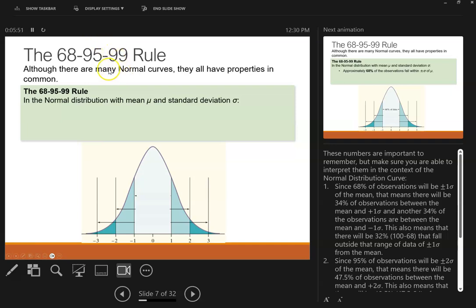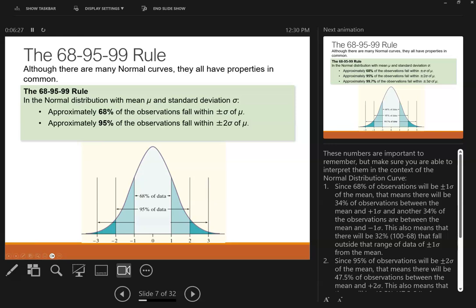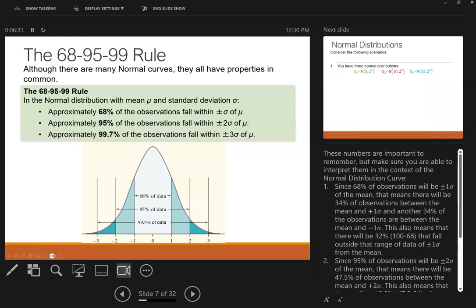Here is a very important rule for normal distributions. This is something that you would want to have memorized. That would be the 68, 95, 99 rule. What that is saying is that if I have a normal curve where the mean is mu, which is going to be 0 in this case because it's the center, and the standard deviation of sigma, in this case the standard deviation is 1, 68% of the area under the curve, or percent of our data, lies within 1 standard deviation of the mean. 95% of our data lies within 2 standard deviations of the mean. And 99.7% of our data lies within 3 standard deviations of the mean.